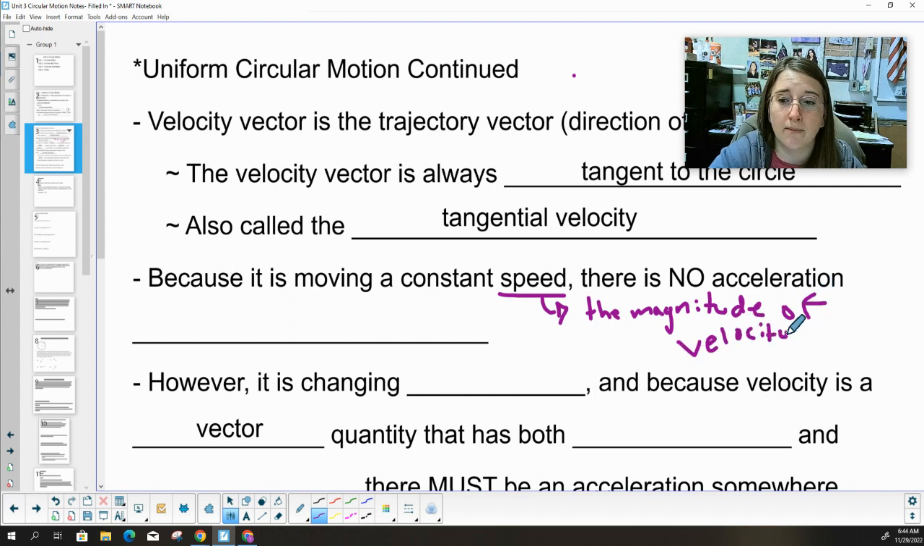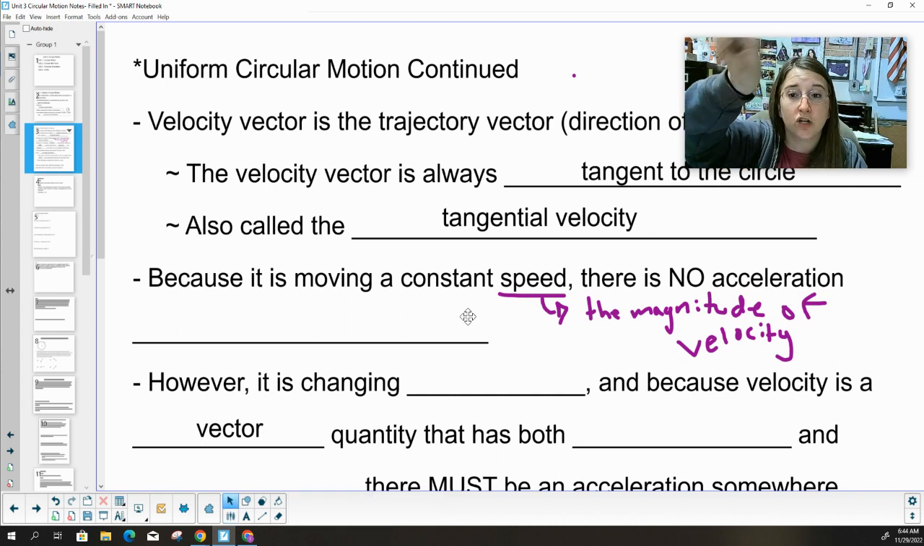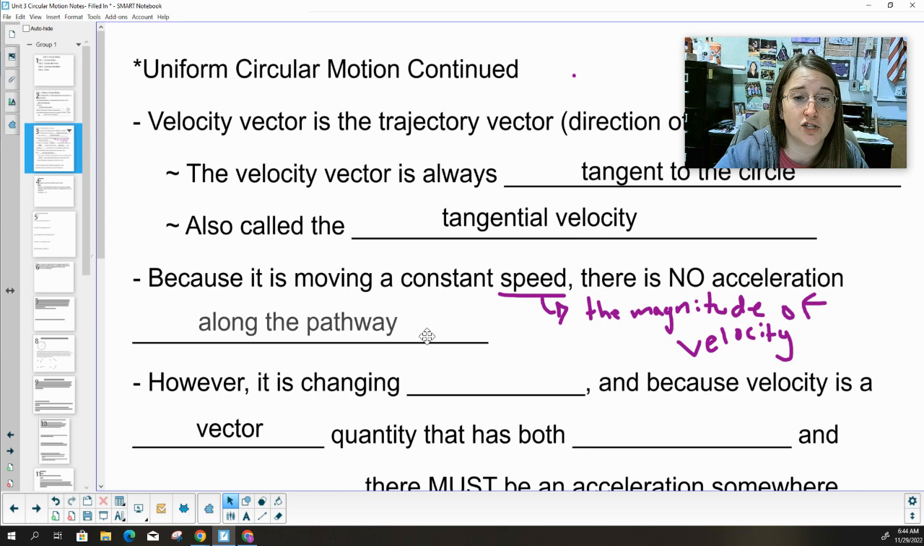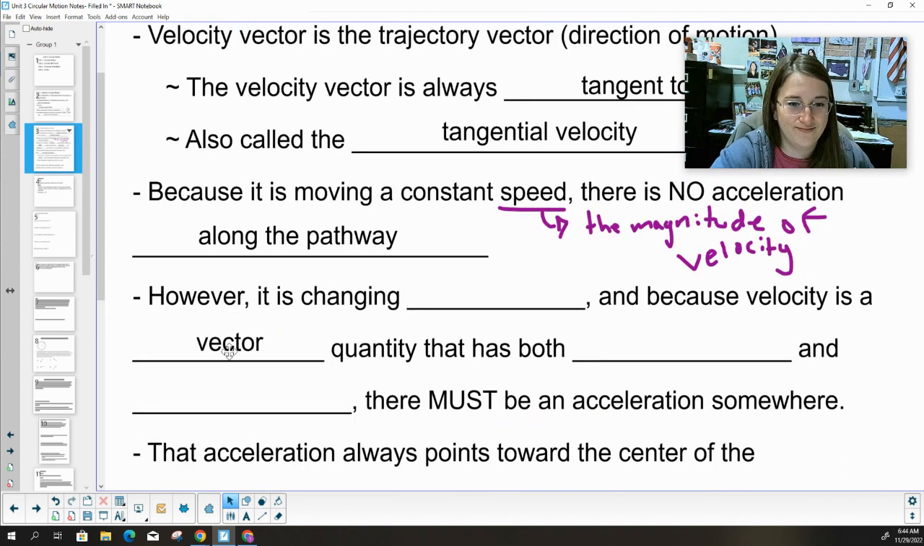If they ever talk about the magnitude of velocity, they're referring to speed, because speed has no direction. It's just 5, or 10, or 2.2, whatever. That's how fast you're going, right? Now, because there's constant speed within the circle itself, there is no acceleration along the pathway. I am not speeding up along my pathway. However, it is constantly changing direction.